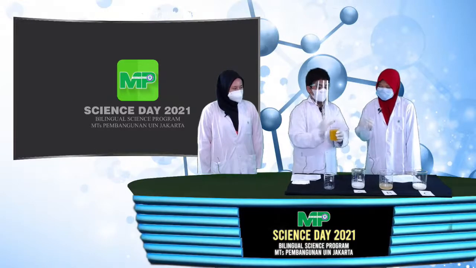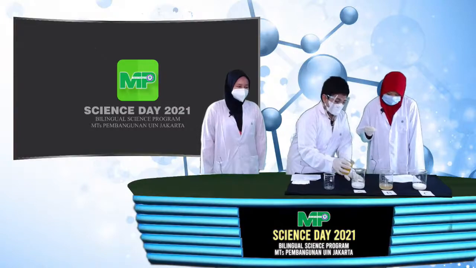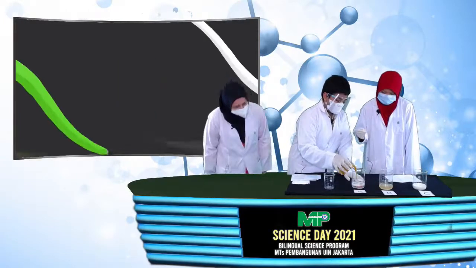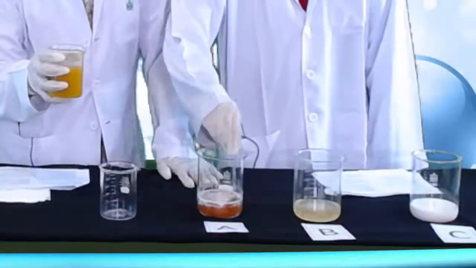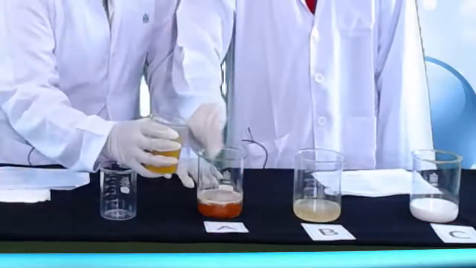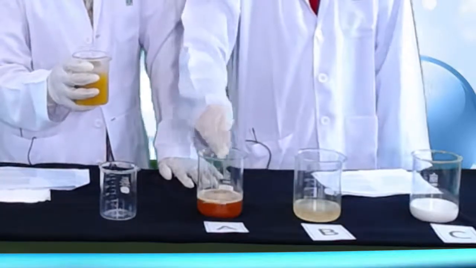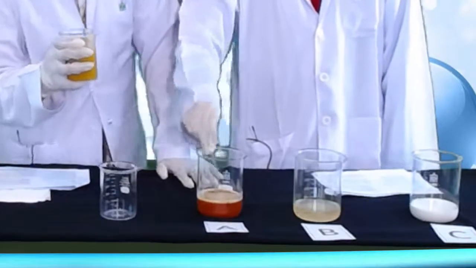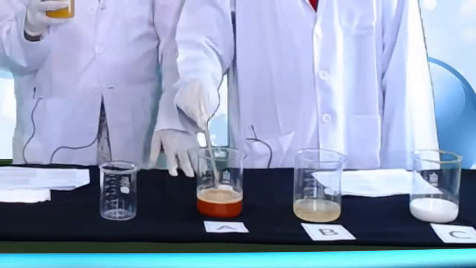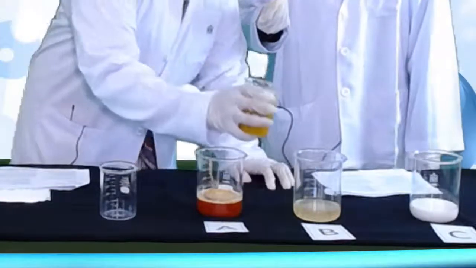Pour the turmeric water to the glass A. Okay, be careful. Then mix it. Again, mix it until it dissolves. Yes. Wow, look at the color, Reina. Yes, it's turned into a dark red color. Wow, interesting. Dark red. Now we pour to the glass B.